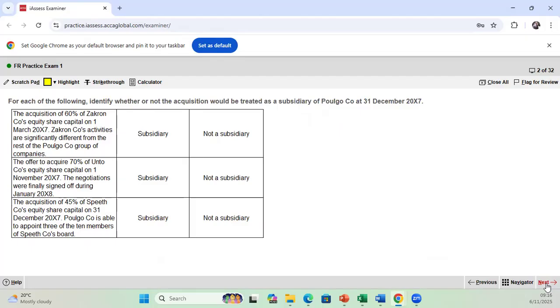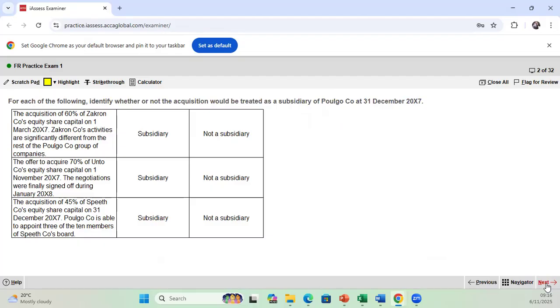And control is seen by what? Control is seen by having more than 50% shares, and control can also be seen by having the power to appoint the majority of the directors. So let's look at the cases given.